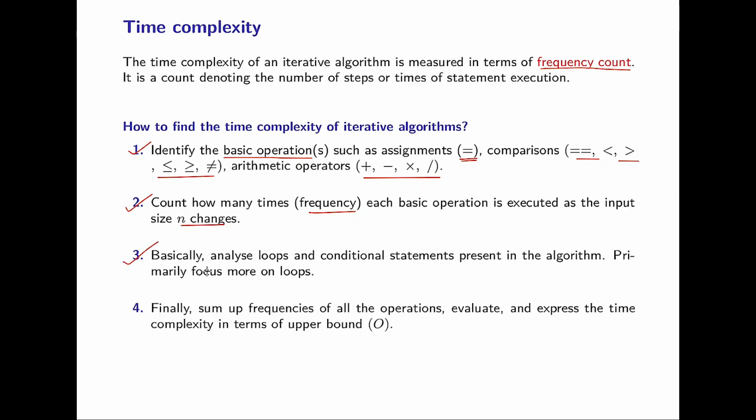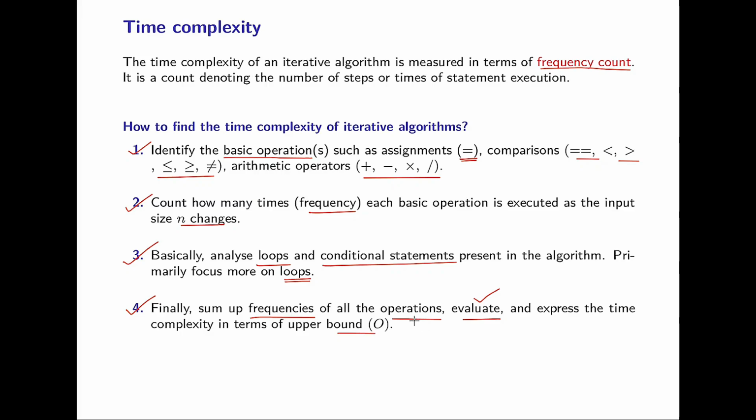Then the third step is basically we will analyze loops and conditional statements present in the algorithm. Primarily focus more on loops, because that is where we will emphasize more to find out the time complexity of an algorithm. Finally, sum up all the frequencies of all operations and evaluate. If you find that it is following a series, then evaluate it and express the time complexity in terms of an upper bound, if asked to provide the upper bound.